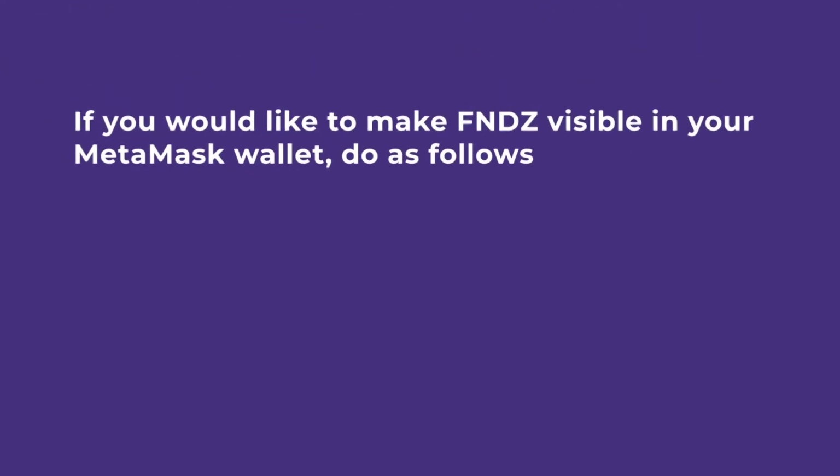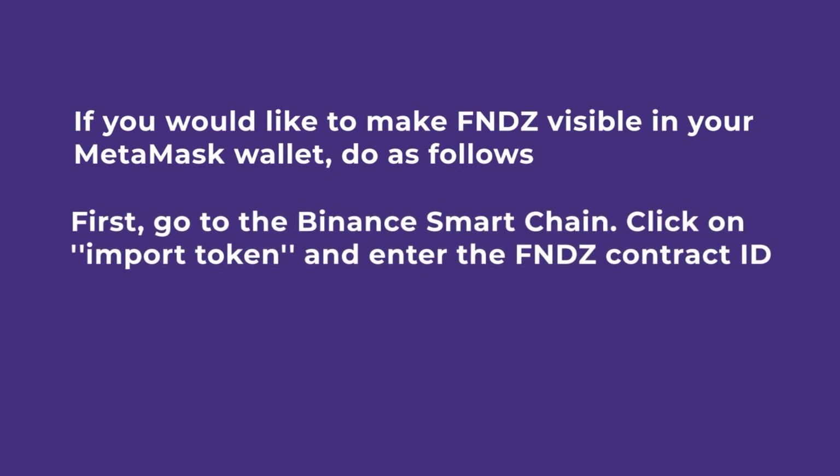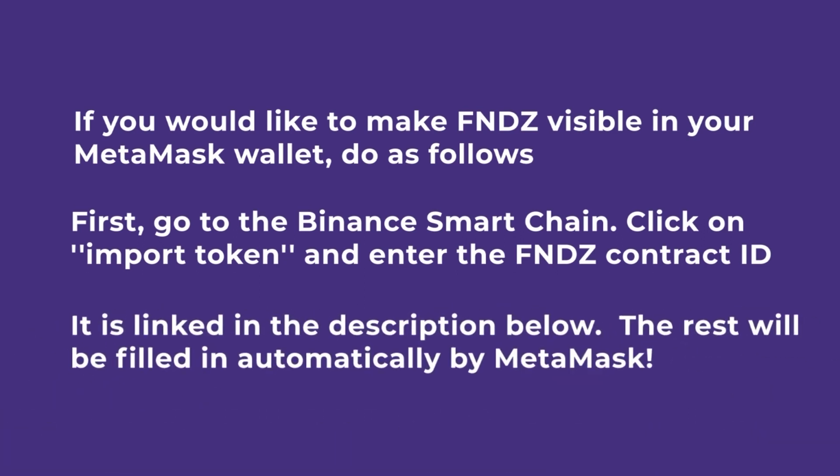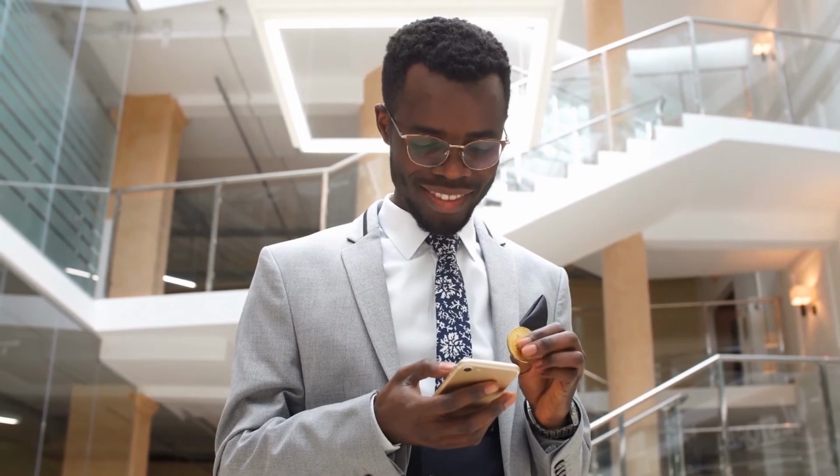If you would like to make funds visible in your MetaMask wallet, do as follows. First, go to the Binance Smart Chain, click on Import Token and enter the funds contract ID. It's linked in the description below. The rest will be filled in automatically by MetaMask. And voila! With those simple steps, you can buy as many funds tokens as you like.